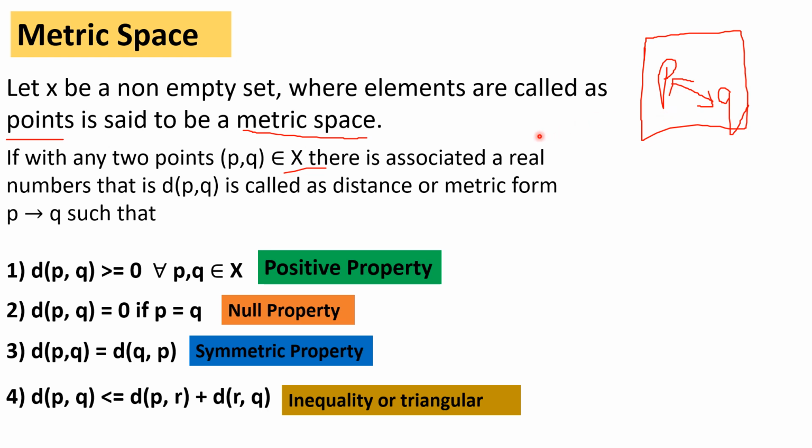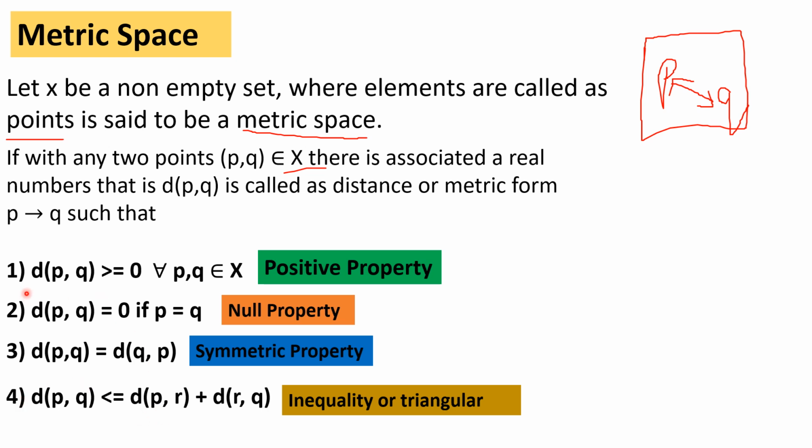If we take 2 points, which are nothing but p and q, and this p and q belong to the real number system, then the distance between p and q is called a metric if and only if it satisfies the following 4 conditions.